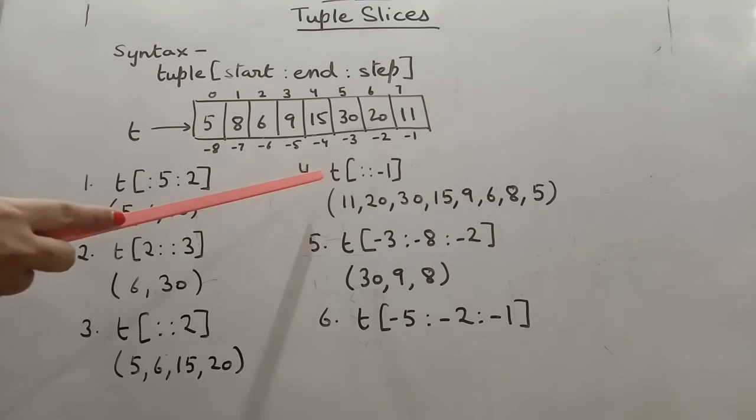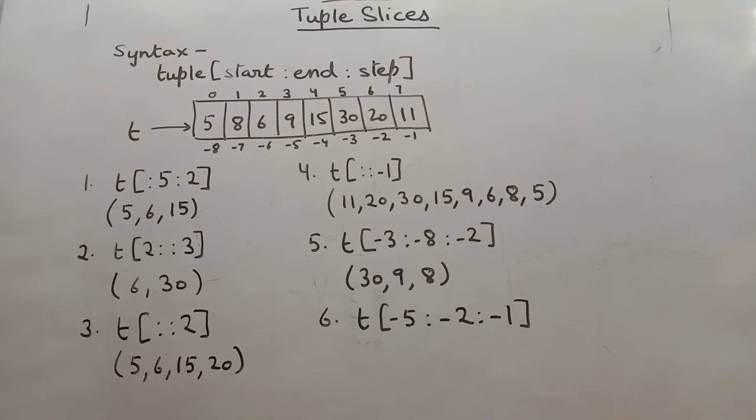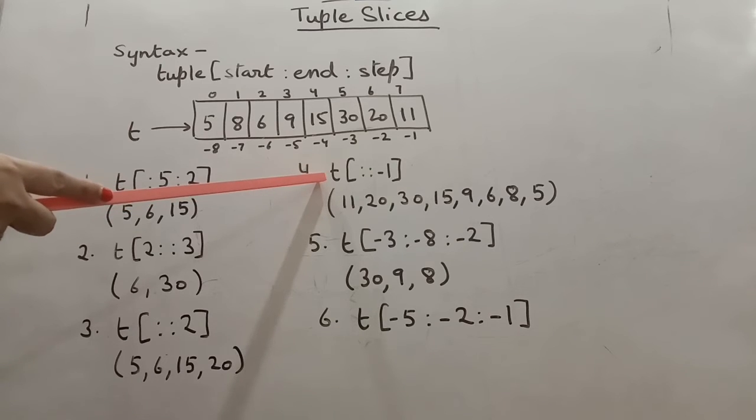Next one, T, then double colon -1. Now, the step value is -1. That means starting index will be assumed to be -1 and ending index will be assumed to be the beginning of the tuple. So, the elements of the tuple will be extracted in reverse order. This is a way of extracting the tuples in the reverse order.